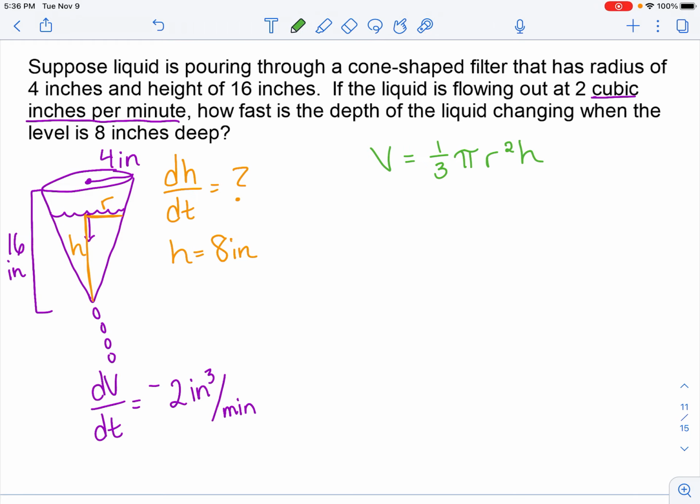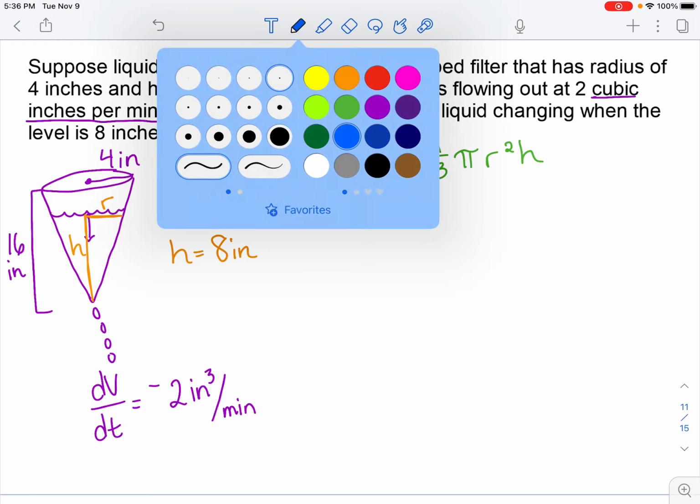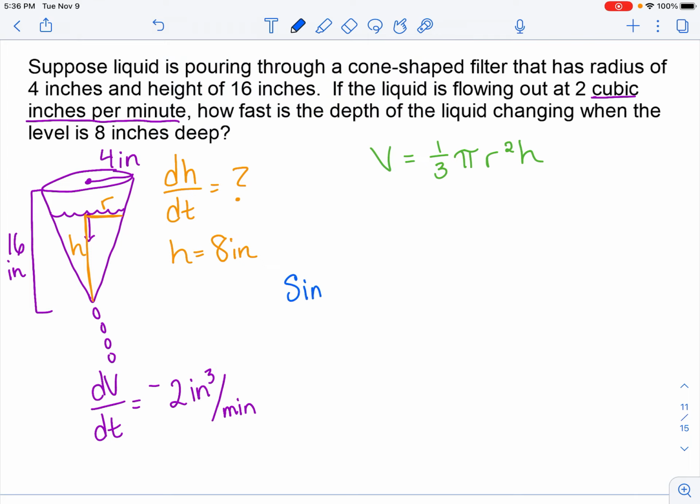All right, my similar triangles, I'm going to do them in blue. And this is going to happen on every cone problem. And you're going to have a few cone problems to deal with. So get ready, guys. It's coming. All right, the big one has a radius of 4 and a height of 16. The little one, which is changing, has a radius of r, an unknown number, and h, an unknown number.